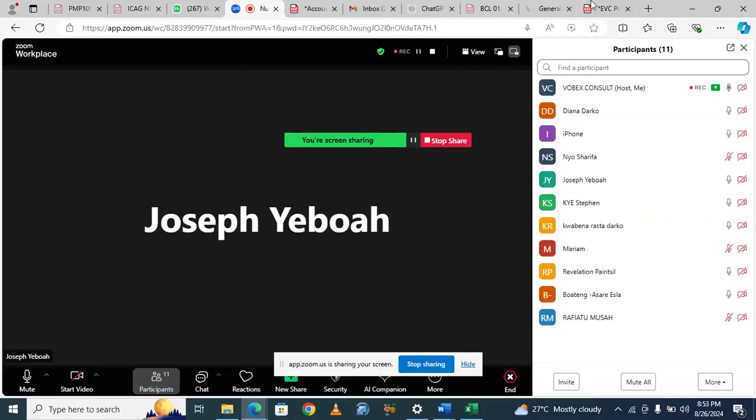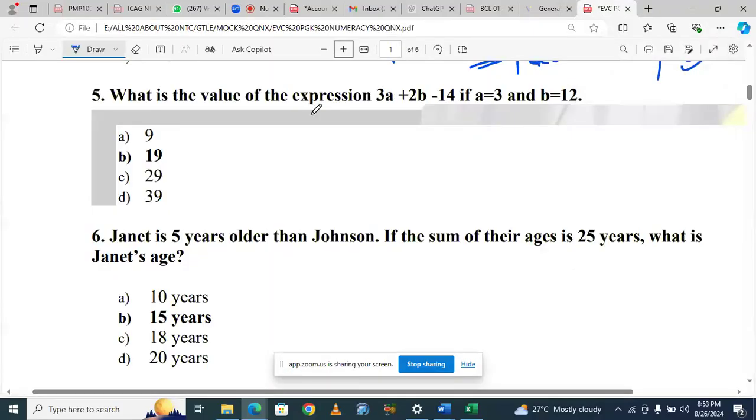Stephen. Yes, sir. Okay. Stephen, help me solve the question. Number 5. So we solve it by substituting 3 in the place of x, and then 12 in the place of y.